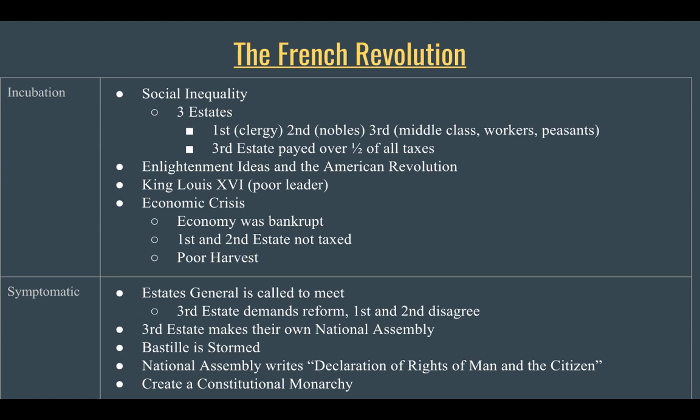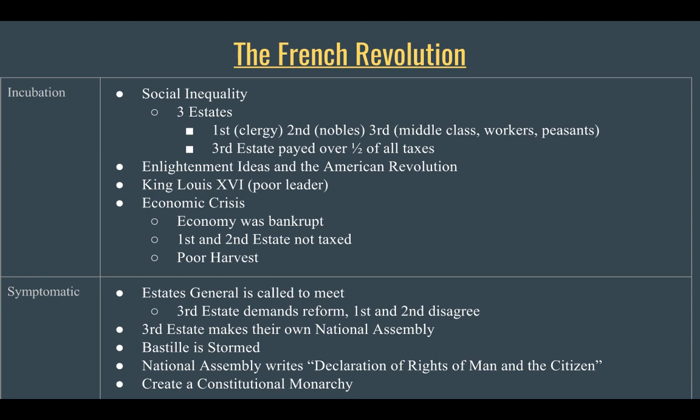When we talk about the symptomatic stage, the Estates General is called to meet, which is like their government, and the Third Estate is present and demands reform. Remember, the word reform means change. The First and Second Estate disagree and kick them out of the meeting. And so the Third Estate gets angry and they protest on the King's tennis court, but also they make their own national assembly or government. After being consistently ignored, they decide to storm the Bastille in France.